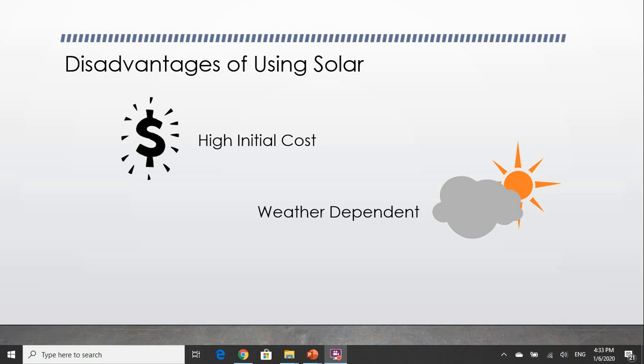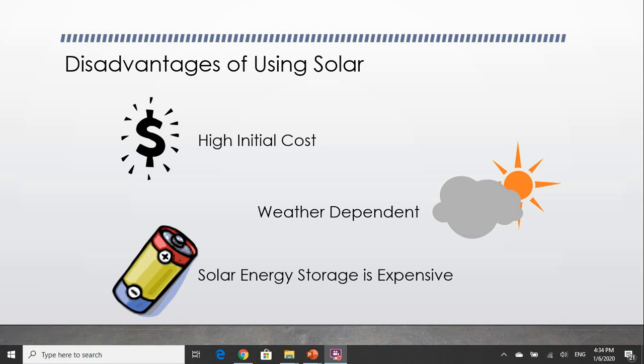Number three, solar energy storage is expensive. The lifespan of a battery is also short and will need to be replaced every 3 to 5 years. That figure is true for lead acid batteries.